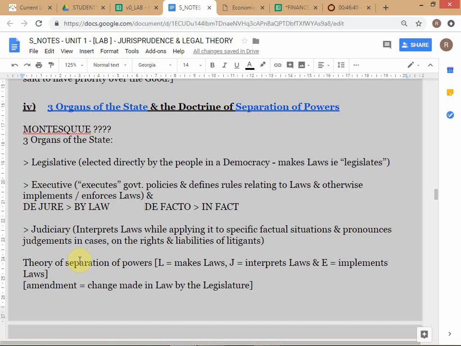The bench is where the judges sit, and where the advocates are is called the bar. That's why sometimes you have a legal website called Bar and Bench. So that's what it's referring to.